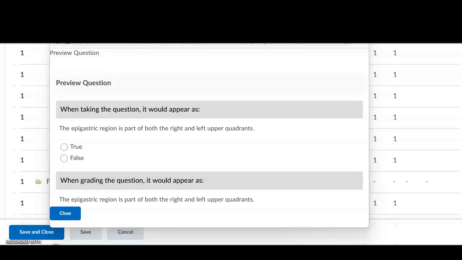Okay, first question. The epigastric region is part of both the right and left upper quadrant. Okay, let's wait 5 seconds. Okay, hopefully you got your answer. So the epigastric region, part of both the left and upper quadrant? Yes, that should be part of it.